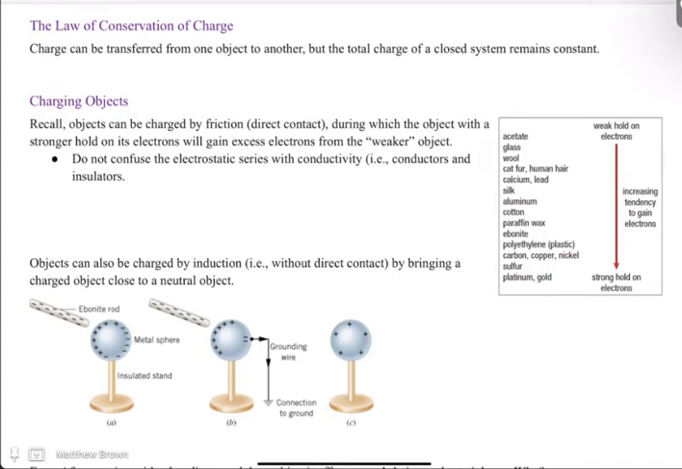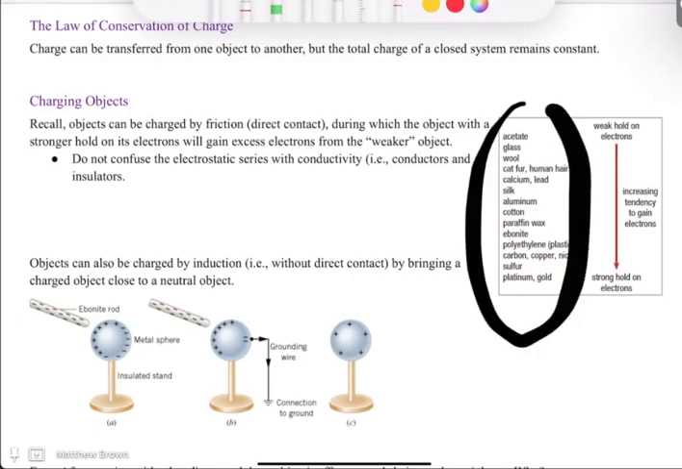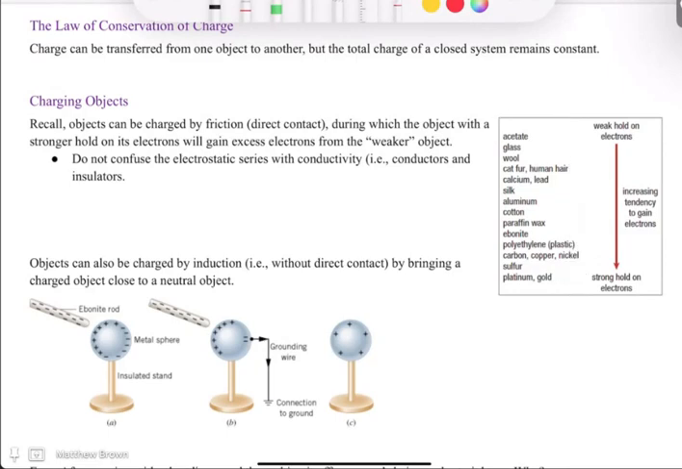The first, really straightforward, is direct contact, or charging by friction. You can see this little electrostatic series over here, which I copied from the textbook. If you rub two objects together, different objects have a different ability to hold on to their electrons.